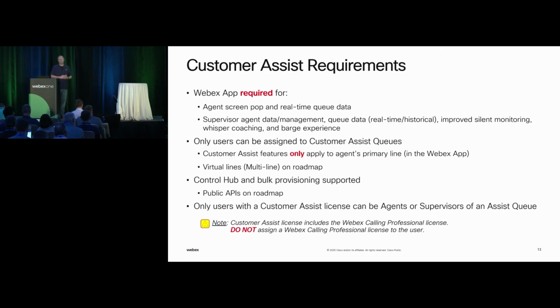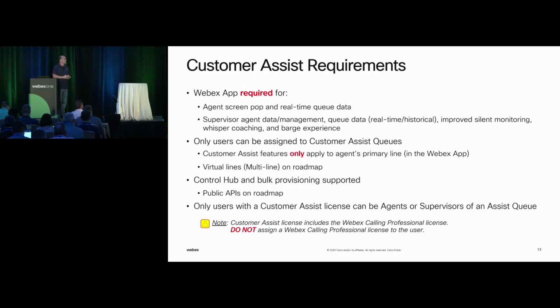A couple of things on requirements. For Customer Assist, to get the most bang for your buck, you want to use the Webex app because things like screen pop and wrap-up timers, some of those specific features are built to work with the Webex app. You can use Customer Assist with IP phones, so we'll have some examples of things you can do with that. But really, to get some of these new features, the Webex app today is the solution to get that.